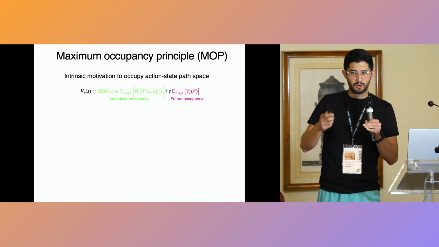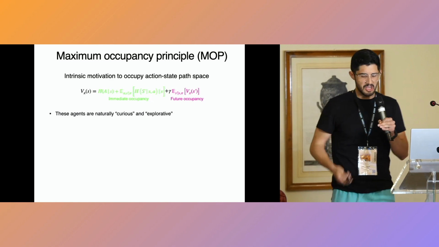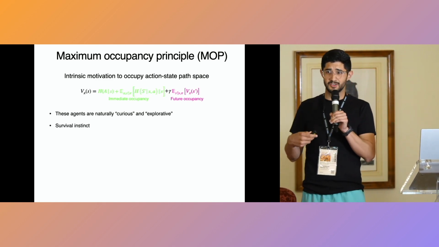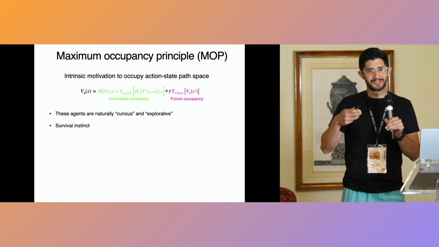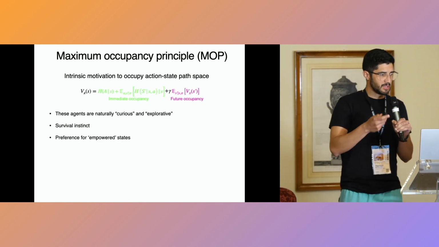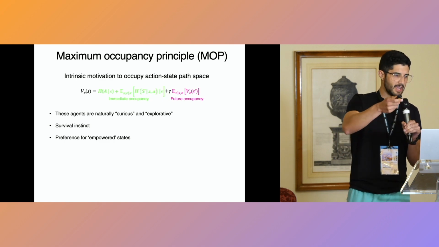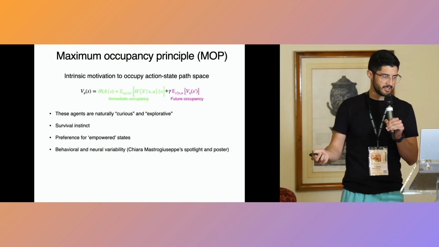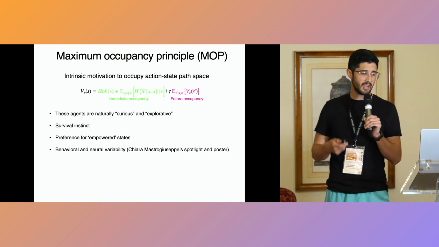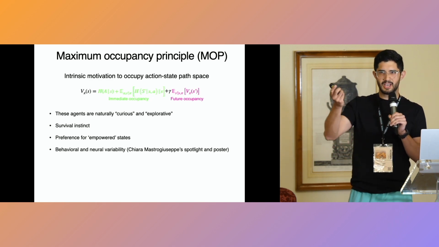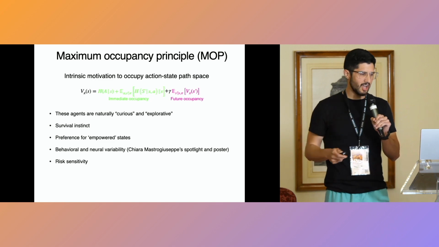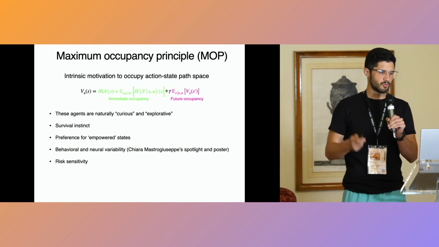This is very important because agents will care about future occupancy. So they're going to be naturally curious and explorative. They will have a survival instinct. Dying is really bad because it doesn't let you occupy future action-state paths. They will have a preference for empowered states because of this preference towards high action availability and high state availability. And there's this nice connection with the observation that behavior and neural circuits are highly variable, which is the content of Chiara Mastrogiuseppe's spotlight talk yesterday, and her poster. And finally, we can also model some risk sensitivity into there, which is really nice.